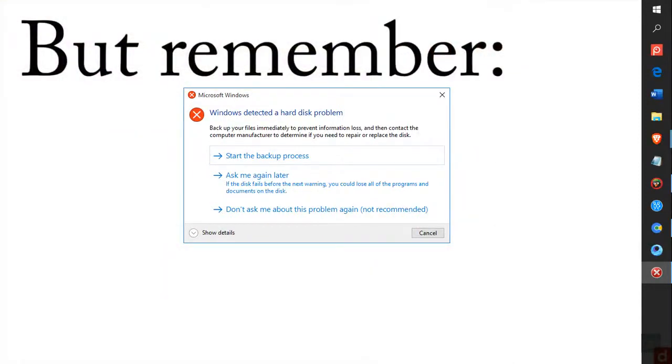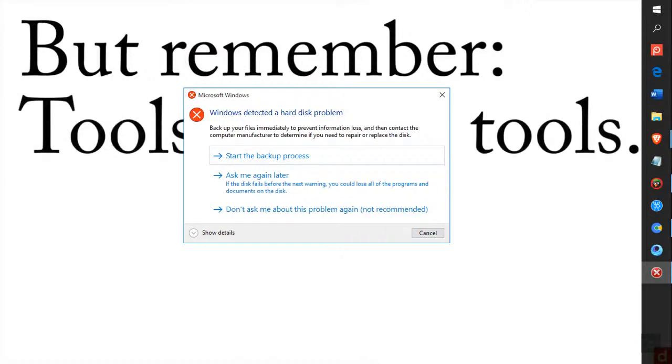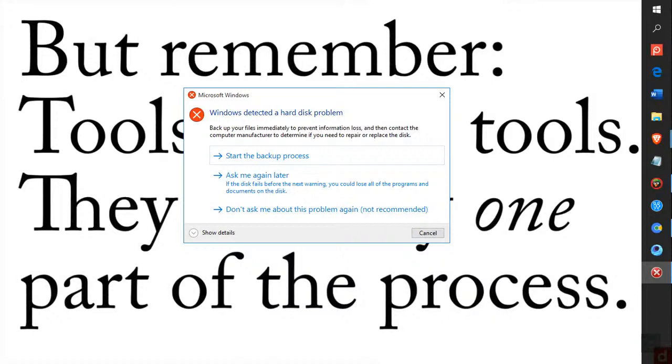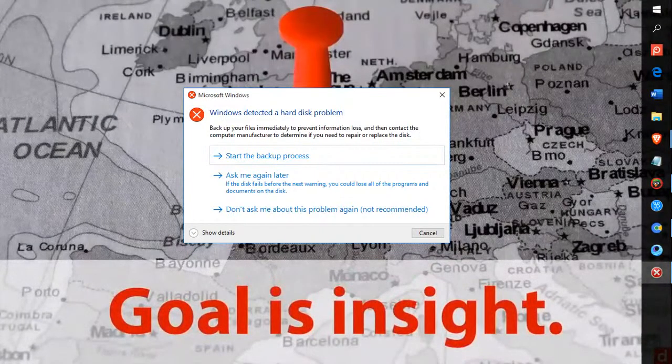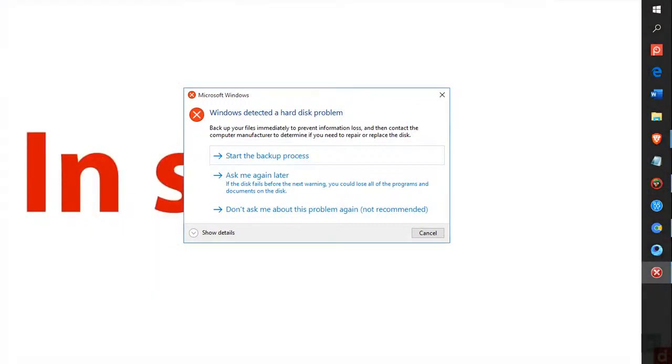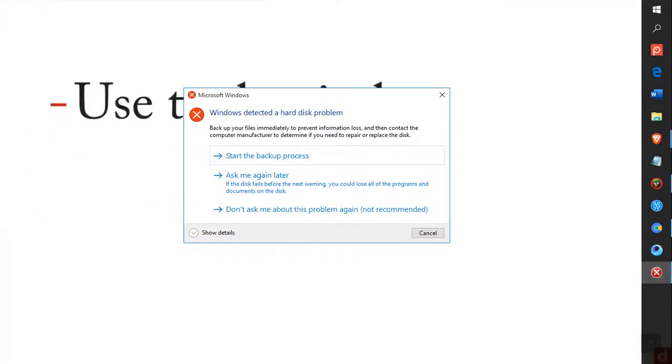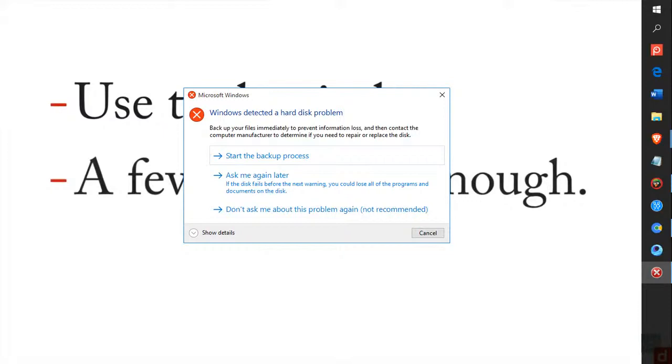But remember this, tools are just tools. They're only one part of the entire data science process. They're a means to the end. And the end, the goal, is insight. You need to know where you're trying to go and then simply choose the tools that help you reach that particular goal. That's the most important thing. So, in sum, here's a few things. Number one, use your tools wisely. Remember, your questions need to drive the process, not the tools themselves. Also, I'll just mention that a few tools is usually enough. You can do an awful lot with Excel and R.